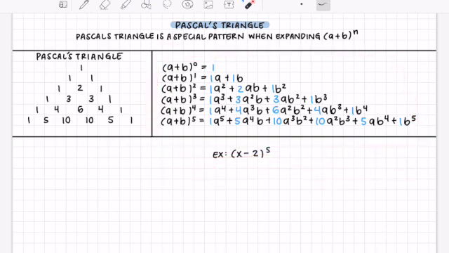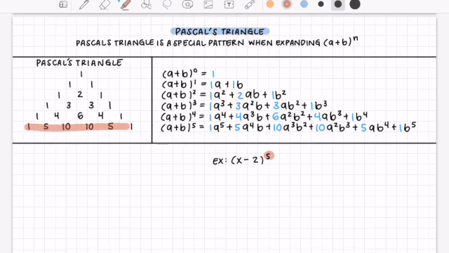So if I have the power of 5, right? I'm going to look at the row where we have power of 5. So this was for row 0, 1, 2, 3, 4. This is for row 5. So for row 5 here, my coefficients are going to be 1, 5, 10, 10, 5, and 1. So I'll start off with writing that out first. We get here 1, 5, 10, 10, 5, and 1.